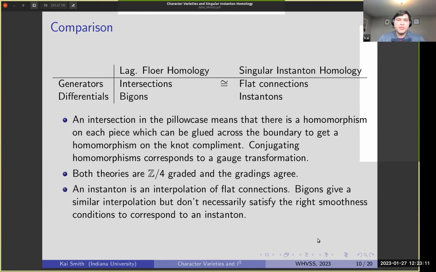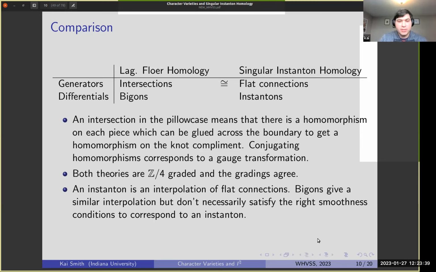The bigger issue is the differentials. So an instanton is an interpolation between two flat connections. Using bigons, you can get a similar interpolation, but what you get doesn't necessarily satisfy the right smoothness conditions to correspond to an instanton. So the differentials don't match up as nicely as the generators.